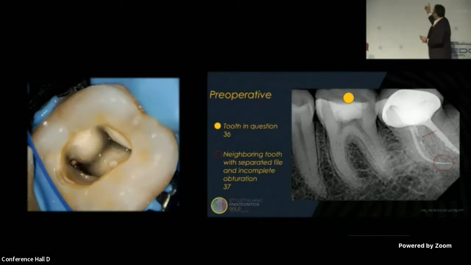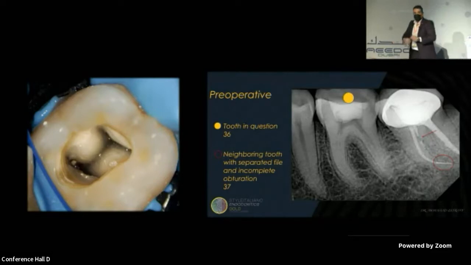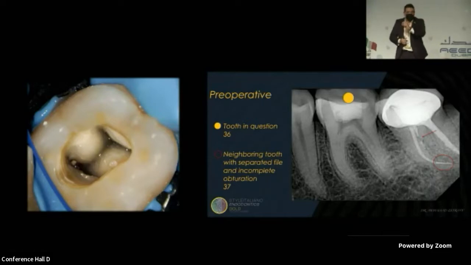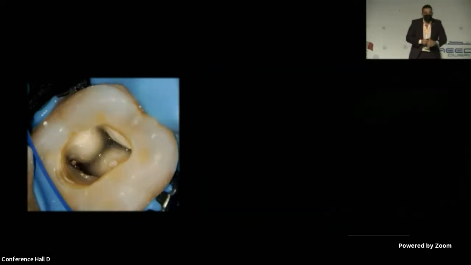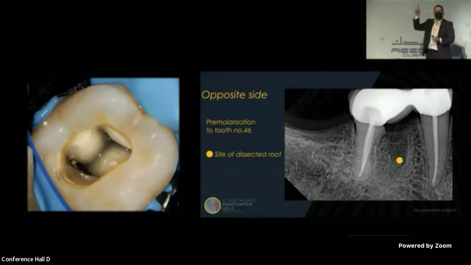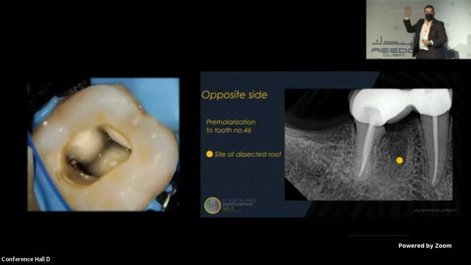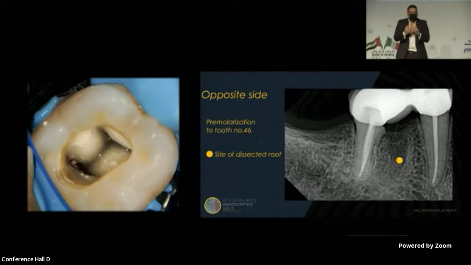So I'm looking at her radiograph. This is the tooth in question, tooth number 3.6, and I can see here, yes, 3.7 already has a separated file, and in the second canal in the mesial root, it's already short. The doctor was not able to reach the working length. She's telling me more, doctor, imagine that in one of my teeth, I had root canal treatment, a file separated, and the doctor needed to do hemisection and remove the root. Yes, she's right. On the opposite side, the same tooth, we can see we have premolarization to tooth number 4.6. In this way, the patient is doing self-assessment.